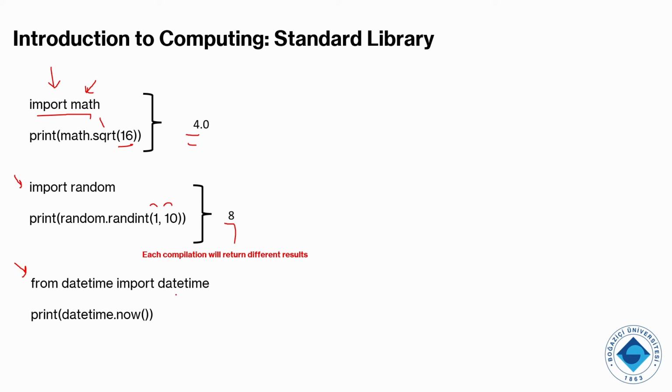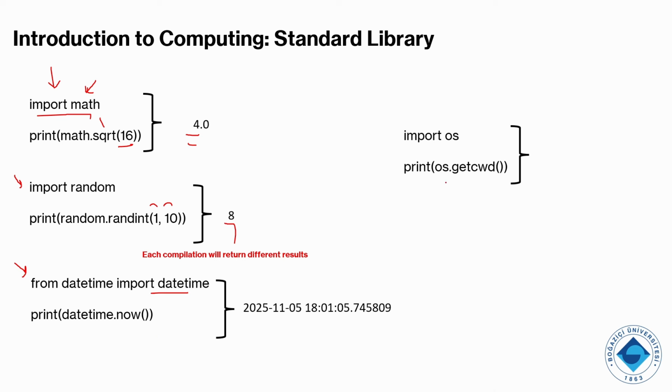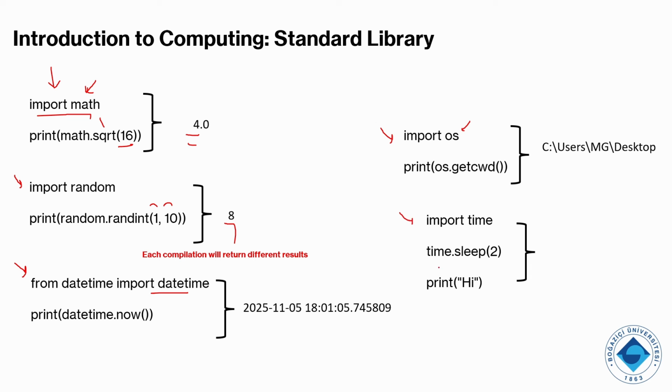The datetime module will show the current time, so it can change again. And import the operating system module here, you can see your file, your path address, and many different functions. We will see it. And import the time module. In this case it will wait 2 seconds, then it will print hi here. We will see all of them. You can try also.